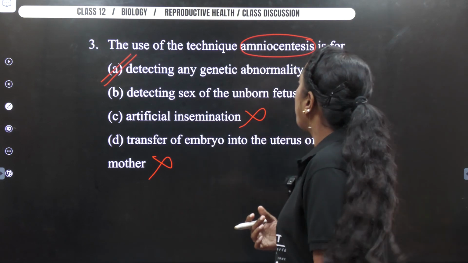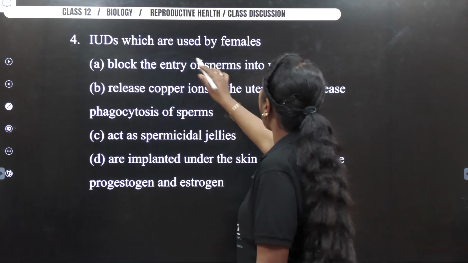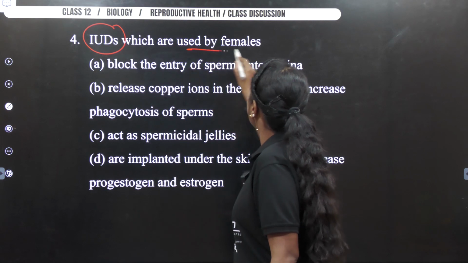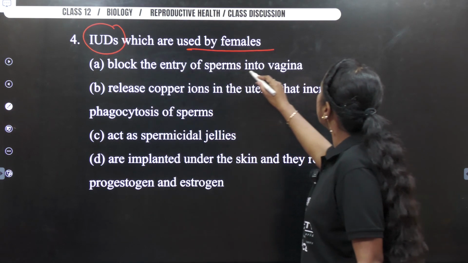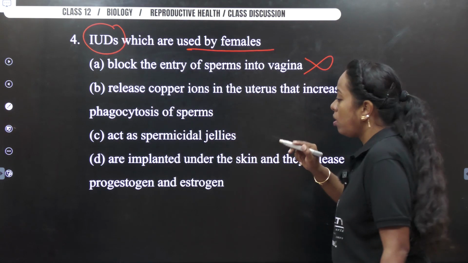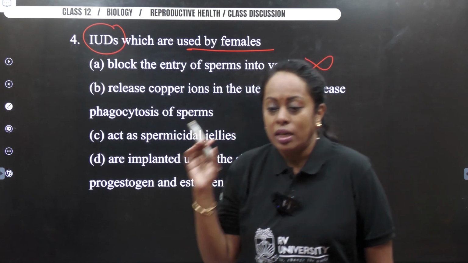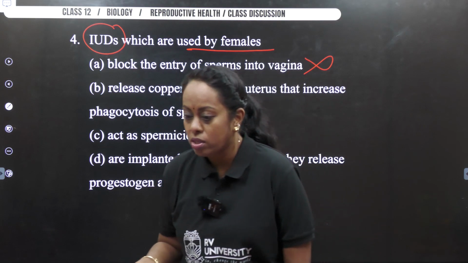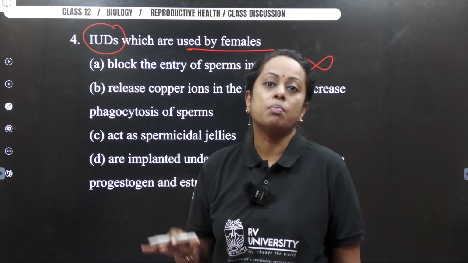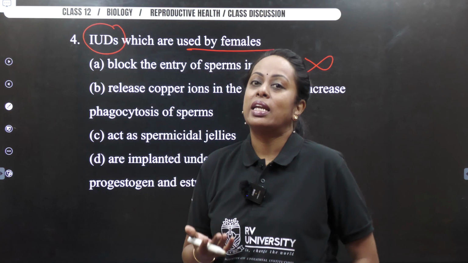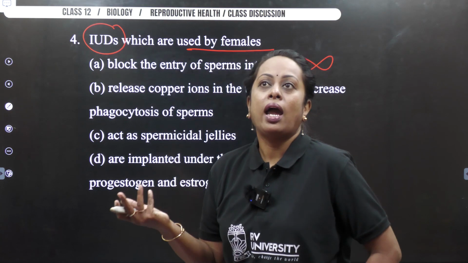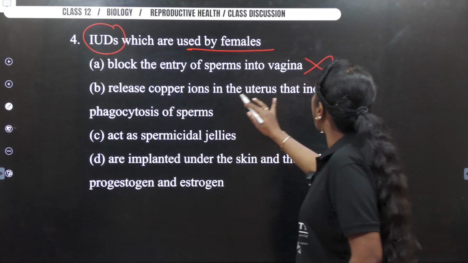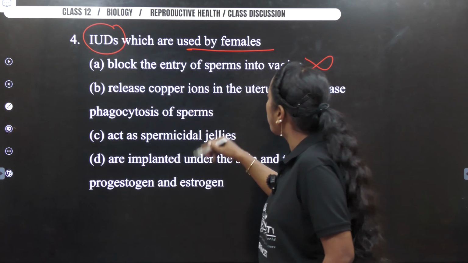Let's see our next question. IUDs are used by females. So intrauterine devices are used by females. Block the entry of the sperm into the vagina? Not at all. We have come across Lippes loop, which is right now not being used, but it promotes phagocytosis. Copper T suppresses sperm motility and makes the internal environment unsuitable. And you have hormone releasing IUDs. Releases copper ions in the uterus, that increases phagocytosis.